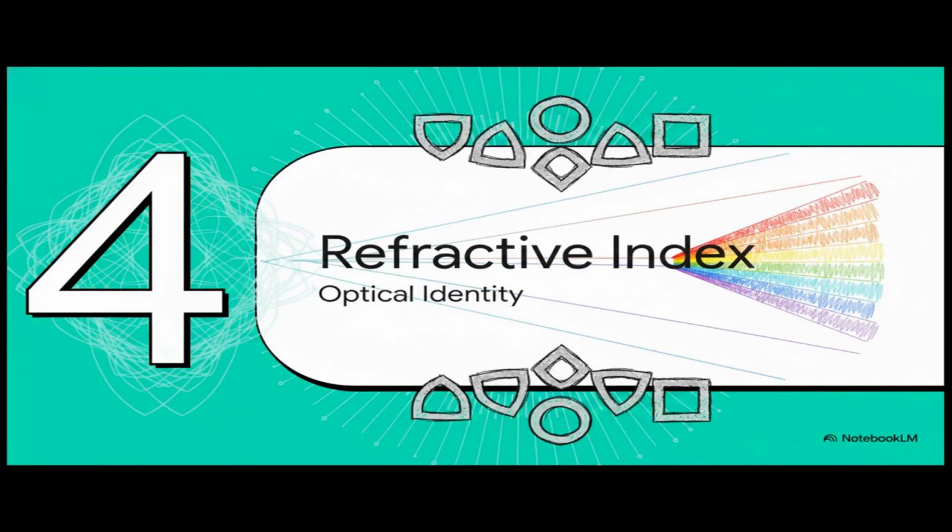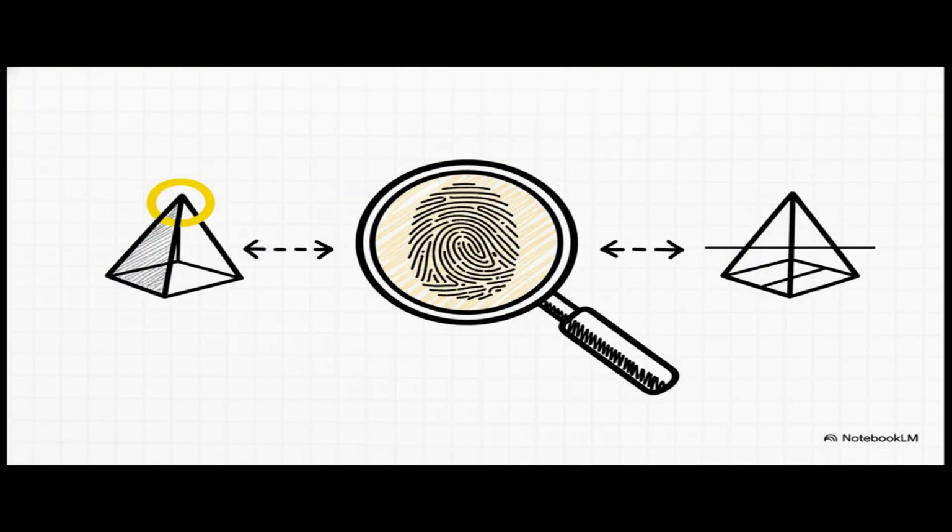Section 4. Unlocking the refractive index. Now, why do we care so much about finding that exact point of perfect symmetry? Well, when the light hits that sweet spot of minimum deviation, all of our complex math simplifies into this key equation. It lets us calculate n, which stands for the refractive index. Think of the refractive index as the optical fingerprint of a material. It tells us exactly how much a given substance naturally slows down and bends light.